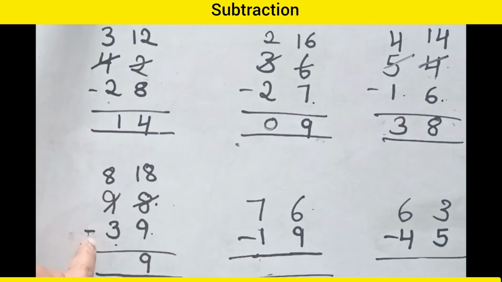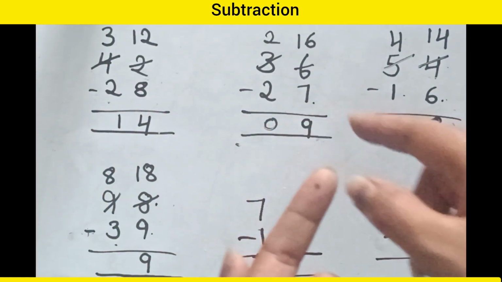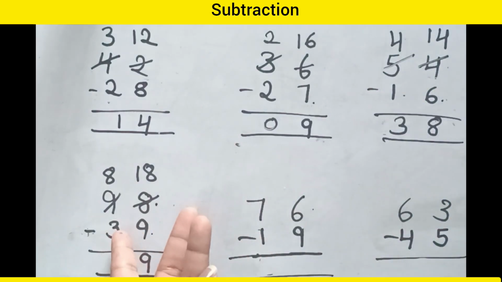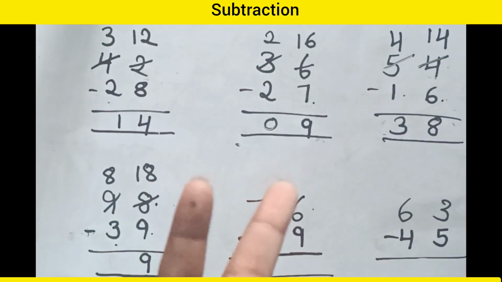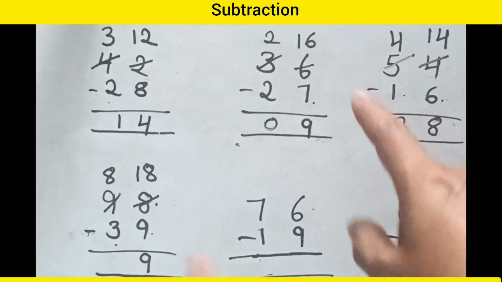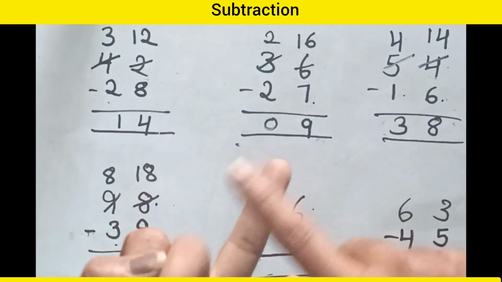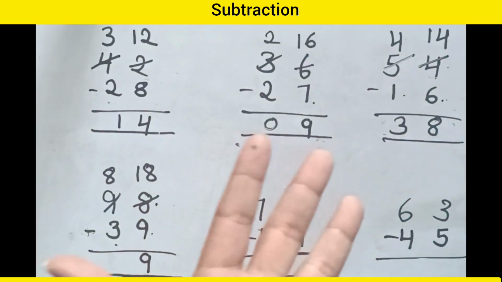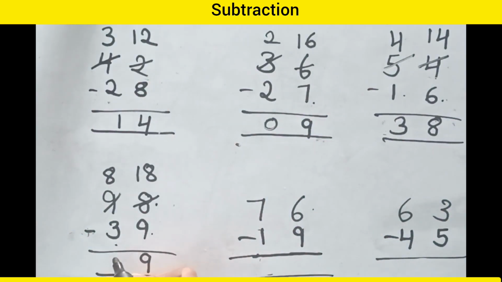Now 8 and 3. Now what to do? Backward counting. 8. How much do we have to subtract? 3. 8, 7, 6, 5. How much are we left with? 5. And also check with forward counting: 3, 4, 5, 6, 7, 8. 5. Again we have 5, meaning our forward and backward method is doing a superb job.